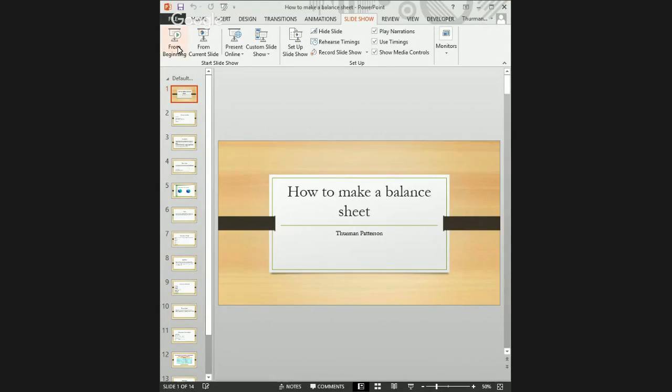Today, basically, I'm going to show you about a balance sheet. First, my table of contents is the introduction. And then I'm going to explain a balance sheet. Next, I'm going to show an example of a balance sheet. I'm explaining how to prepare a balance sheet and then a conclusion.